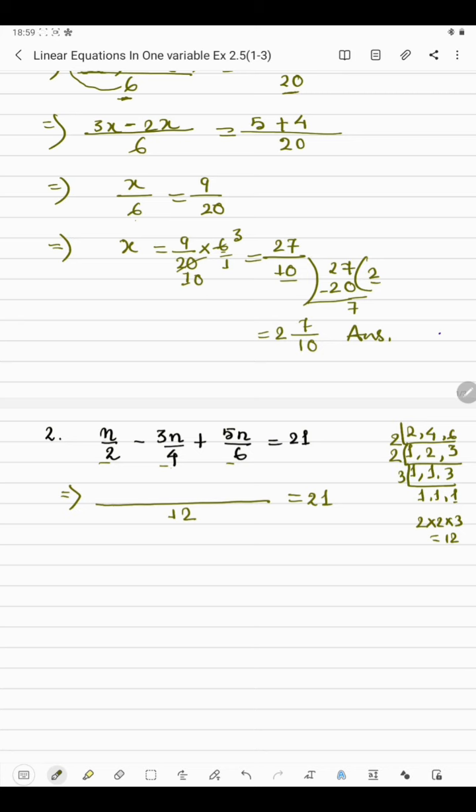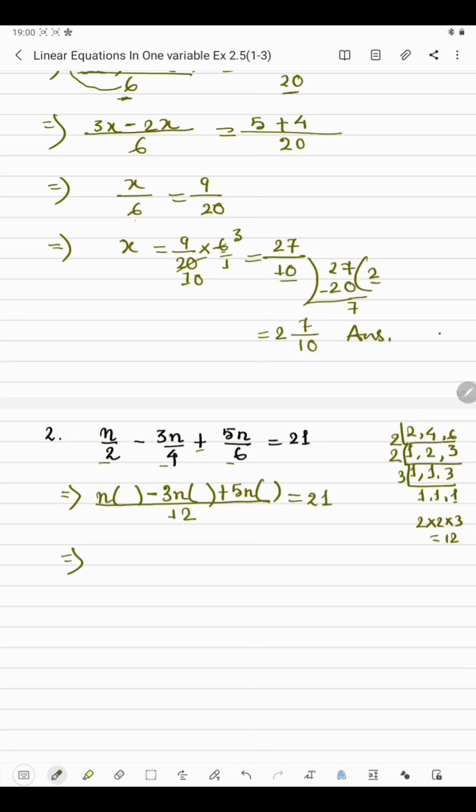Now again we will write the numerator from the first fraction, so it's n. After that we'll put the bracket. Then we have a minus sign, so we'll put the minus sign. Then we have 3n from the next fraction, so we'll write 3n as it is on the numerator. After this we'll put the bracket again. Again we have a plus sign, so we'll put plus here. And then we have 5n in the third fraction. After this we'll put the bracket.